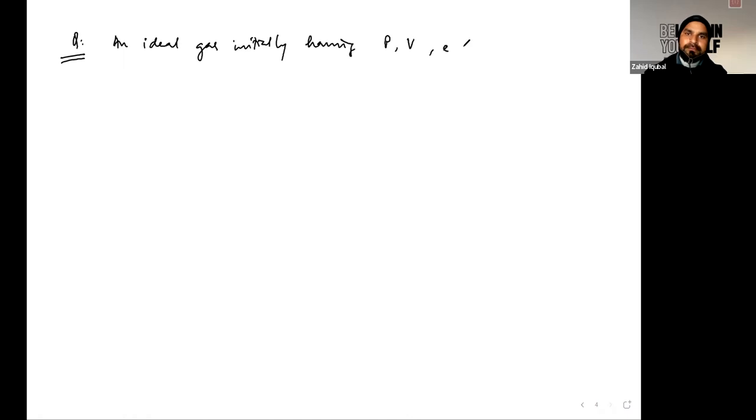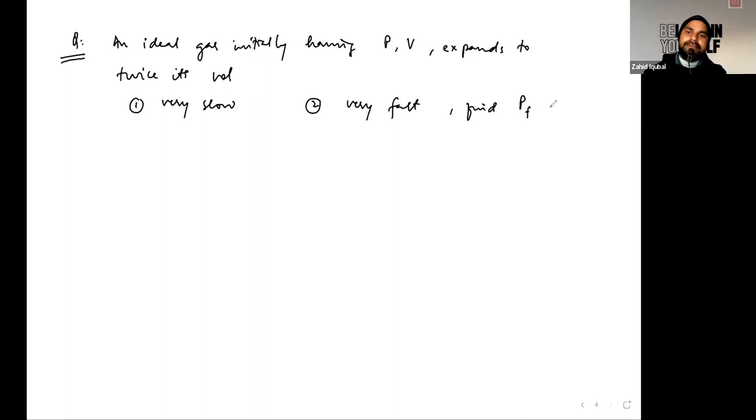Okay. An ideal gas initially having P, V expands to twice its volume, first at a very slow rate, and second at a very fast rate. Find P final in each.